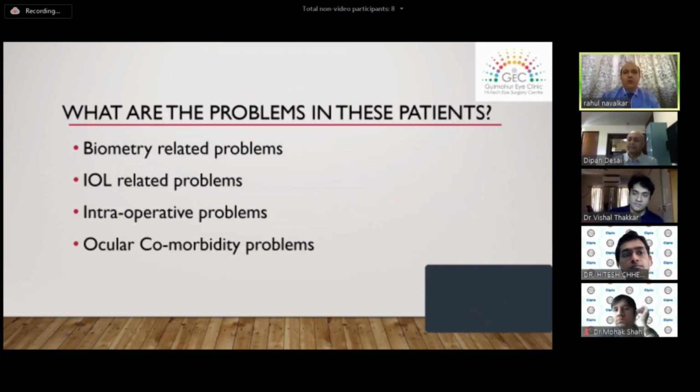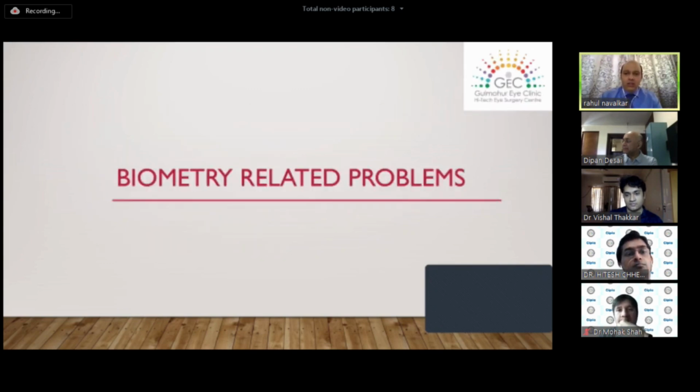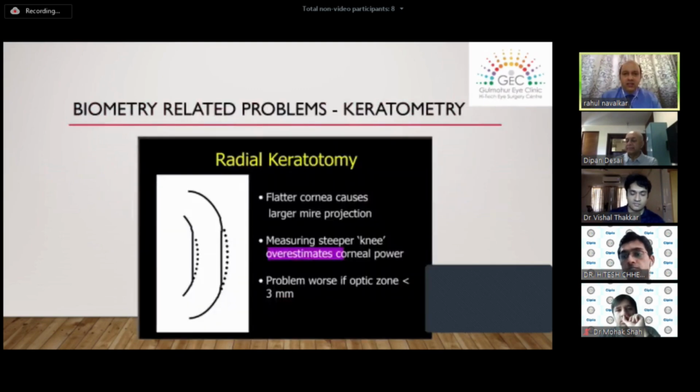Now, what are these problems? I want to categorize these into 4 headings basically. Biometry related problems, which is what is commonly discussed. But I would also like to touch upon the IOL related problems, intraoperative problems of these procedures, and ocular comorbidity problems. So what are the biometry related problems which are very often discussed?